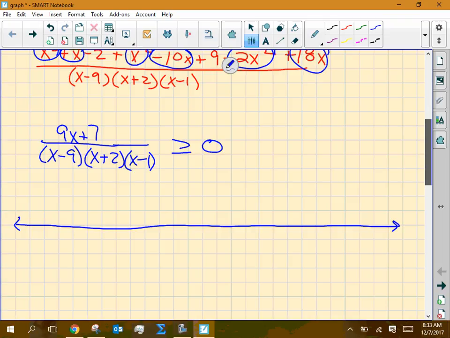So we go find our zeros, and this zero here is going to be negative 7/9. This one's going to be 9, this one's going to be negative 2, this one's going to be positive 1. So I go find those things on my x-axis, maybe 9 is over here, maybe 1 is there, negative 7/9 is there, negative 2 is there. So those are my four zeros.